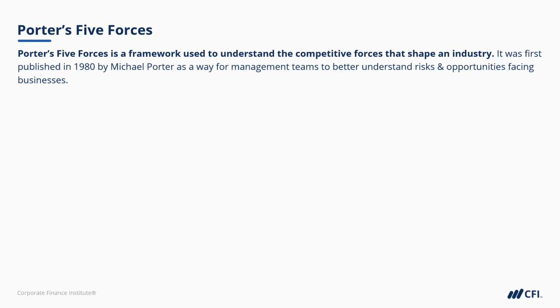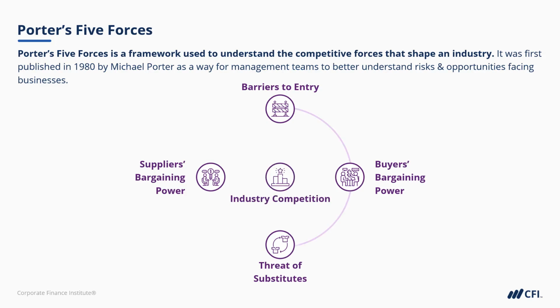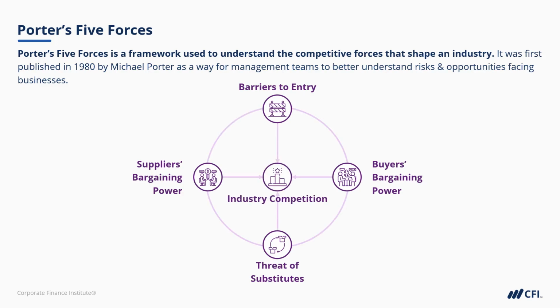The framework uses 5 lenses. These are barriers to entry, buyers or customers and their bargaining power. Third is the threat of substitutes, followed by suppliers and their bargaining power. And finally, at the center of the model is the overall level of rivalry and competition in the industry.